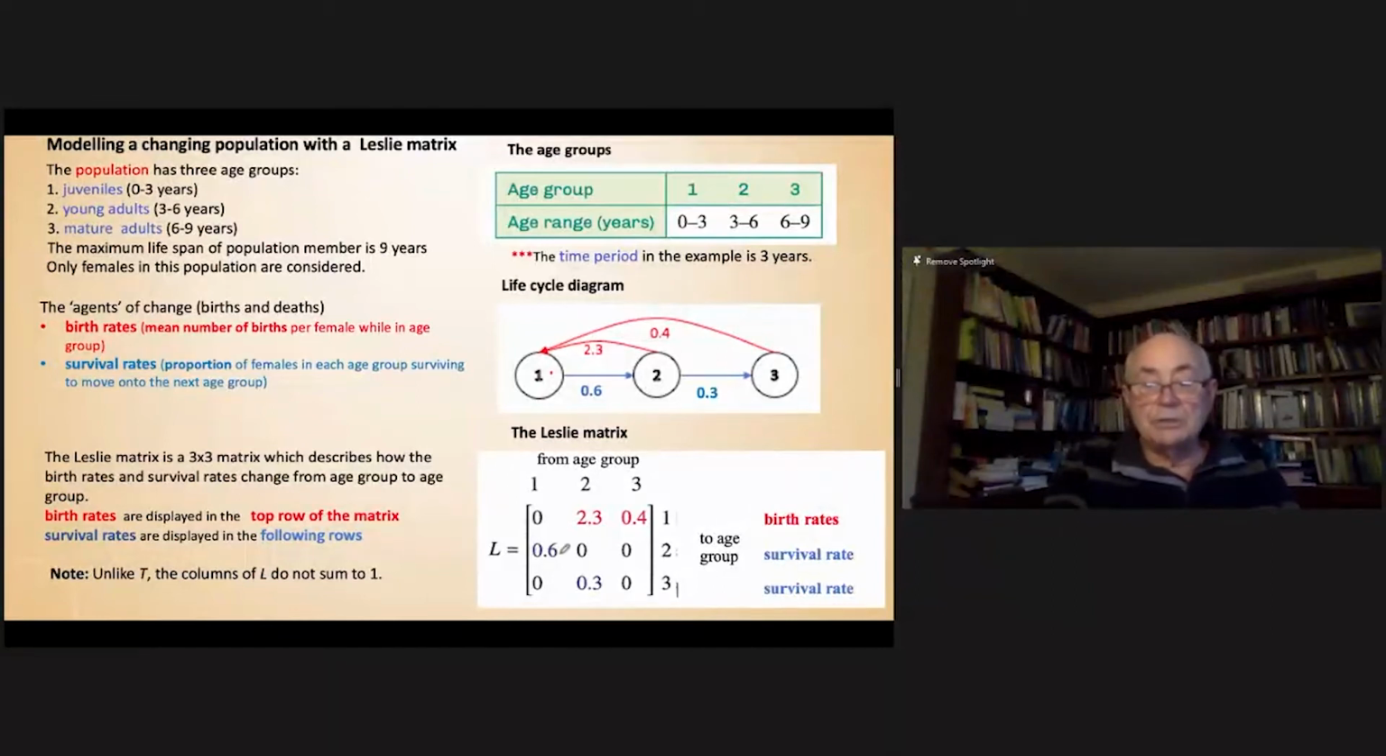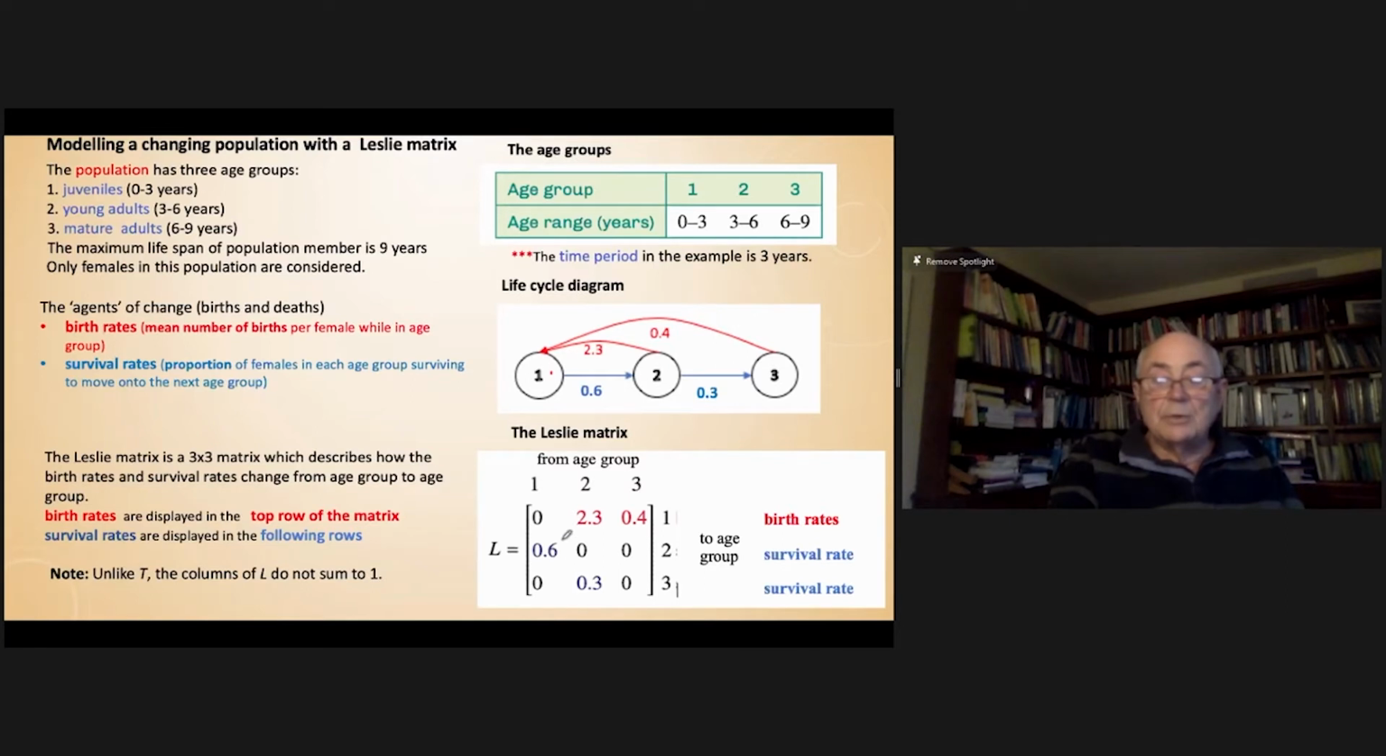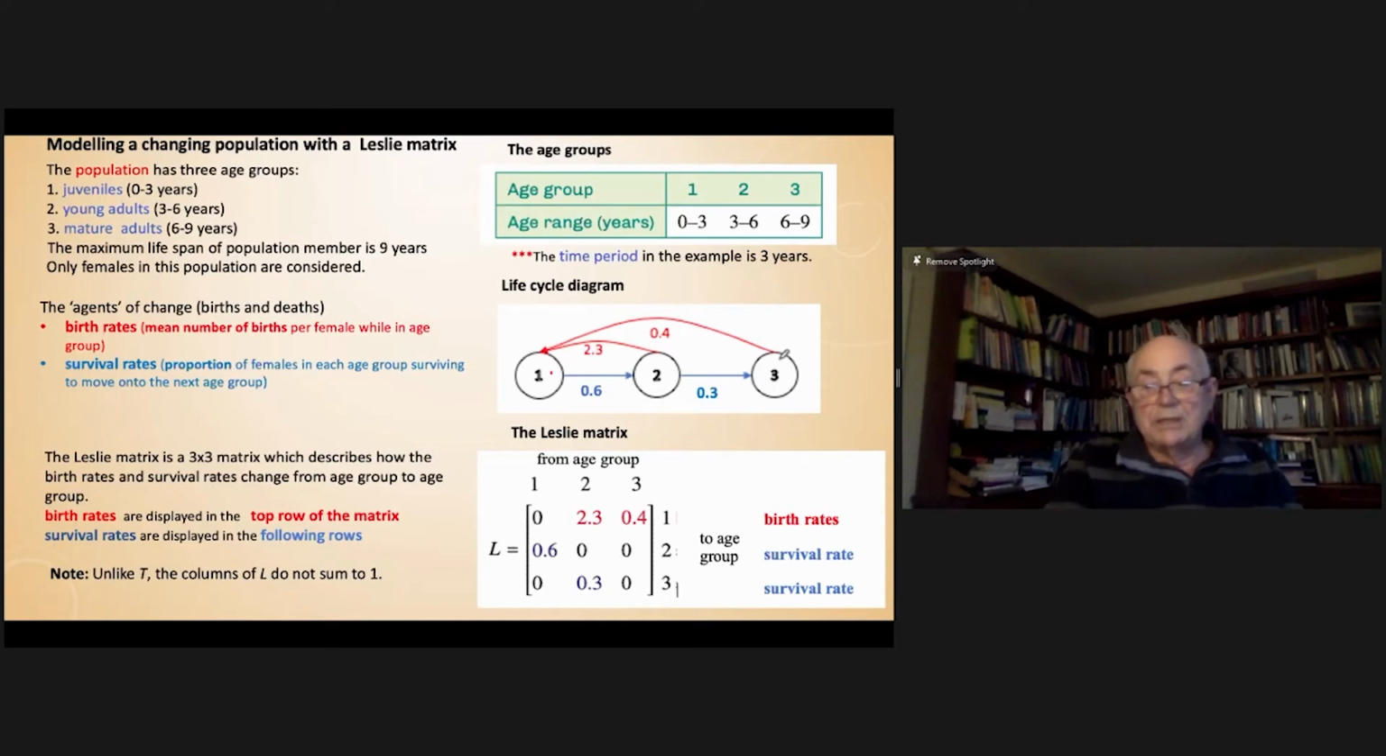Then the following rows, and down here we've only got 3 groups, so there's only 2 more rows in the matrix, represent the survival rates. So you can see from here, the 0.6 says that 60% of the pups, or those in group 1, survive into group 2. And here we can see the 0.3, that tells us that 30% of the young adults survive to go into the older or the mature adult section. And that's the whole lot.